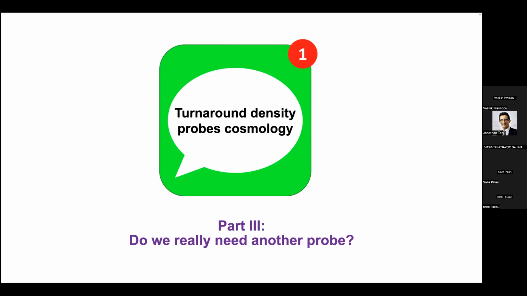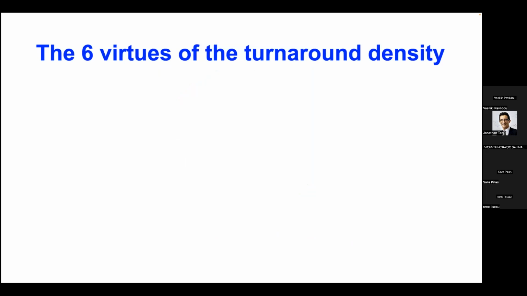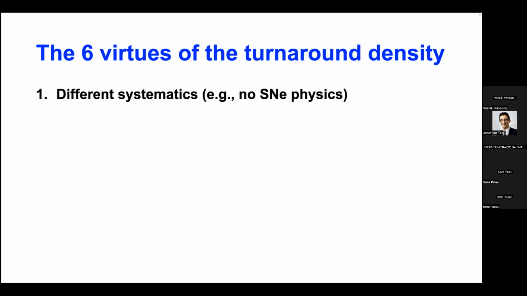Let me try to answer that question by doing the litany of the 6 virtues of the turnaround density as a cosmological probe. Virtue number 1, it has different systematics than everybody else. Okay, this is a talk among friends, so I'm going to say it. There is no supernova physics involved in this probe. Okay, so why do I care about supernova physics? All right, so hear me out.